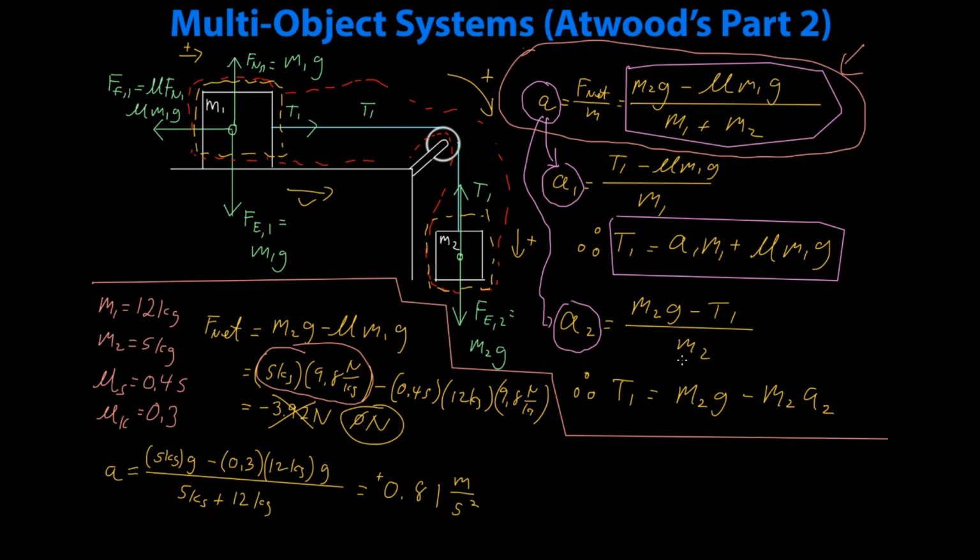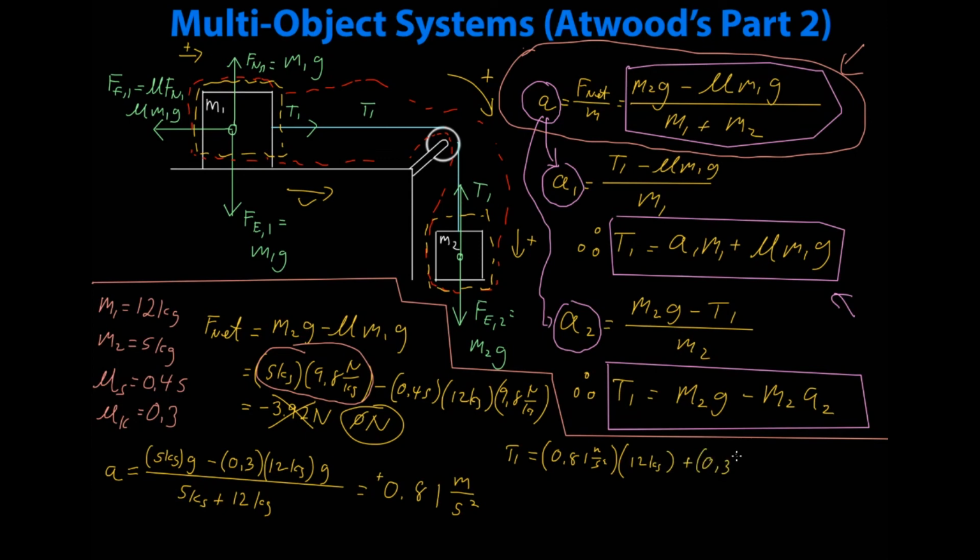I can use either of these two equations, either this one or this one. You know what? Let's do both just to double check it. T1, I'll use the first equation first. Acceleration, 0.81 meters per second squared times mass 1, which is 12 kilograms, plus 0.3, 12 kilograms times 9.8 newtons per kilogram is 45.0 newtons.